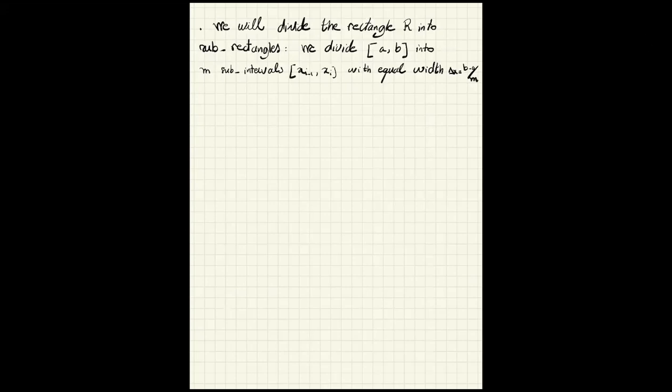And we do the same thing for [c, d]. We divide [c, d] into m subintervals, and we call them [y_{j-1}, y_j].